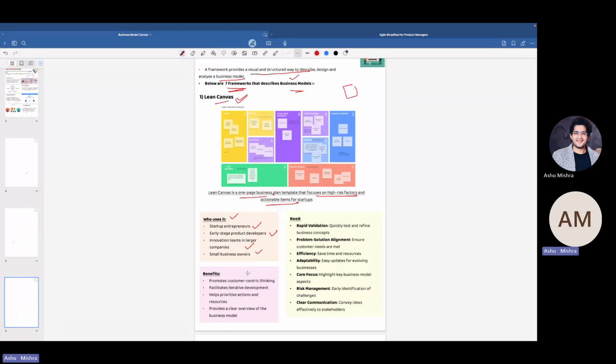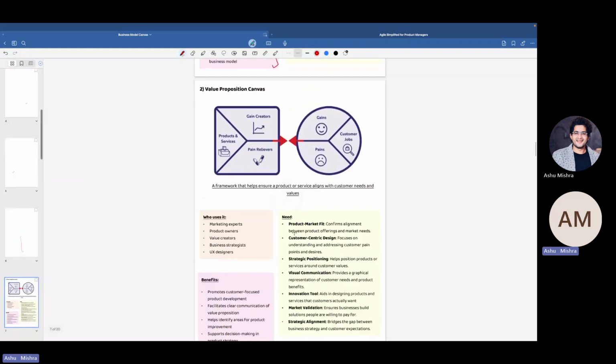Now, what are the benefits? Benefits is that it promotes customer centric thinking. It provides a clear overview of the business model. And why was there a need to have a lean canvas model? Rapid validation, problem solution alignment, efficiency, adaptability, core focus, and clear communication are some of the things that this lean canvas is solving for us. Now, guys, let's move on to the other one.